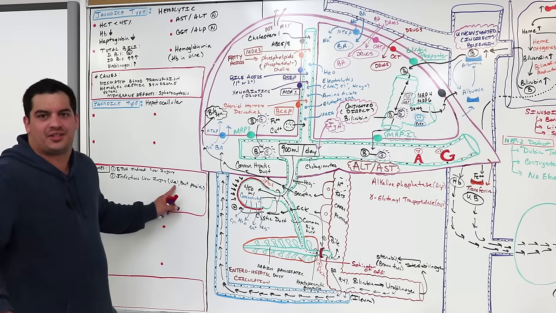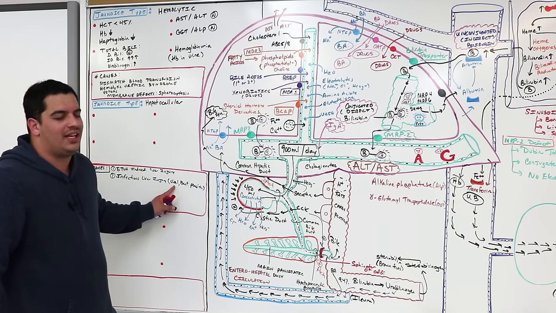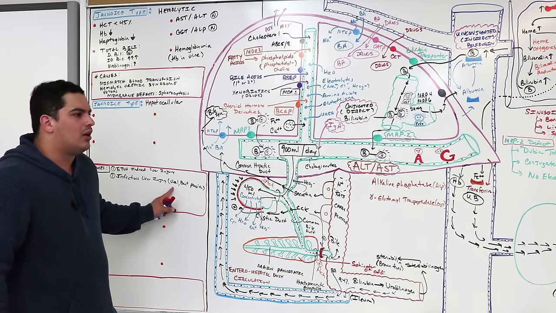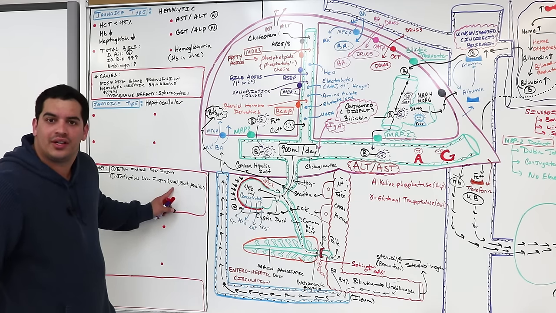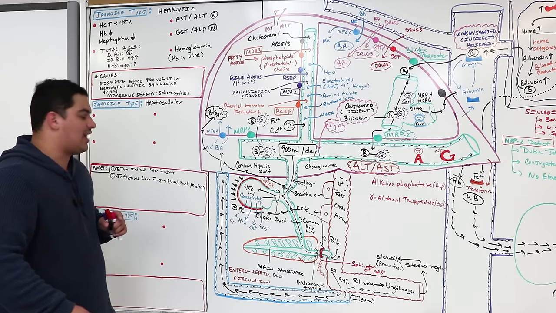What other viruses? Not just hepatitis viruses. You know, there's cytomegaloviruses. There's even herpes simplex viruses, varicella zoster, there's Epstein-Barr virus. There's so many different types of viruses other than the hep viruses that can cause a lot of liver injury.